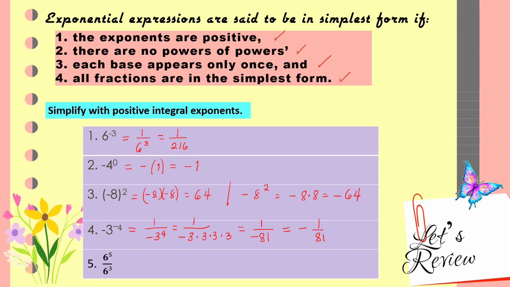Okay, number 5. 6 raised to the 5th power divided by 6 raised to the 3rd power. So, copy the base. And then, using the quotient rule, subtract the exponent. 5 minus 3. So, you will have 6 squared. And 6 squared is 6 times 6 is 36.